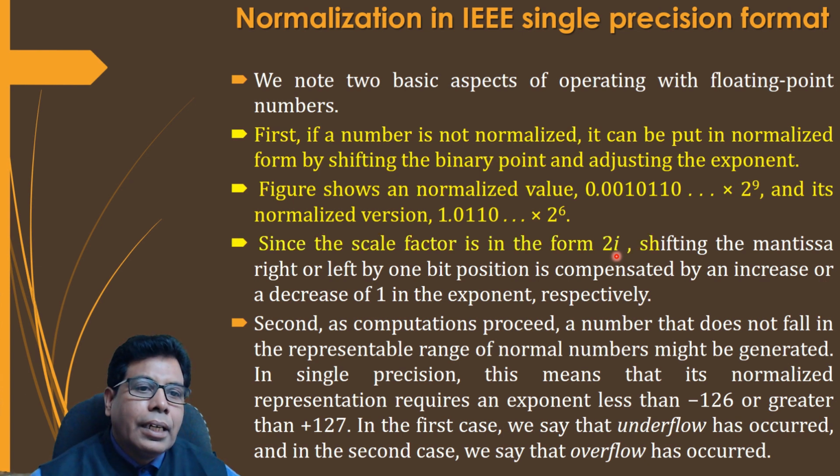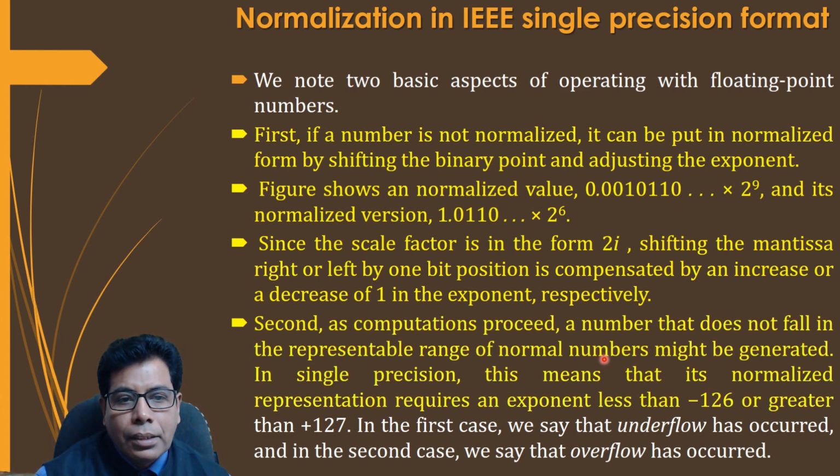So since the scale factor is in the form 2 raised to E, shifting the mantissa right or left by 1 bit position is compensated by an increase or decrease of the exponent by 1. So if you are shifting towards the right, you have to decrease the exponent, and if you are shifting towards the left, you have to increase the exponent. So here in this case we have shifted to the right side, that's why we have decreased the exponent by 3.